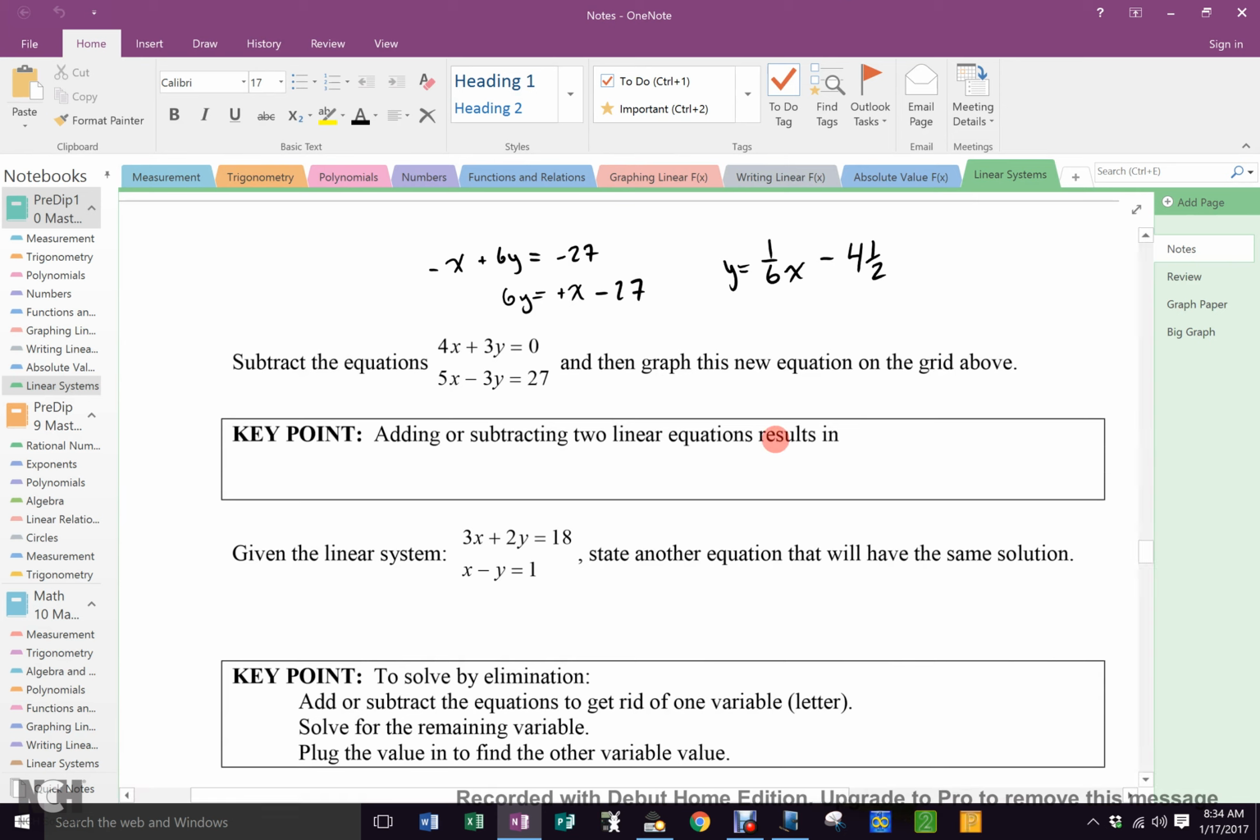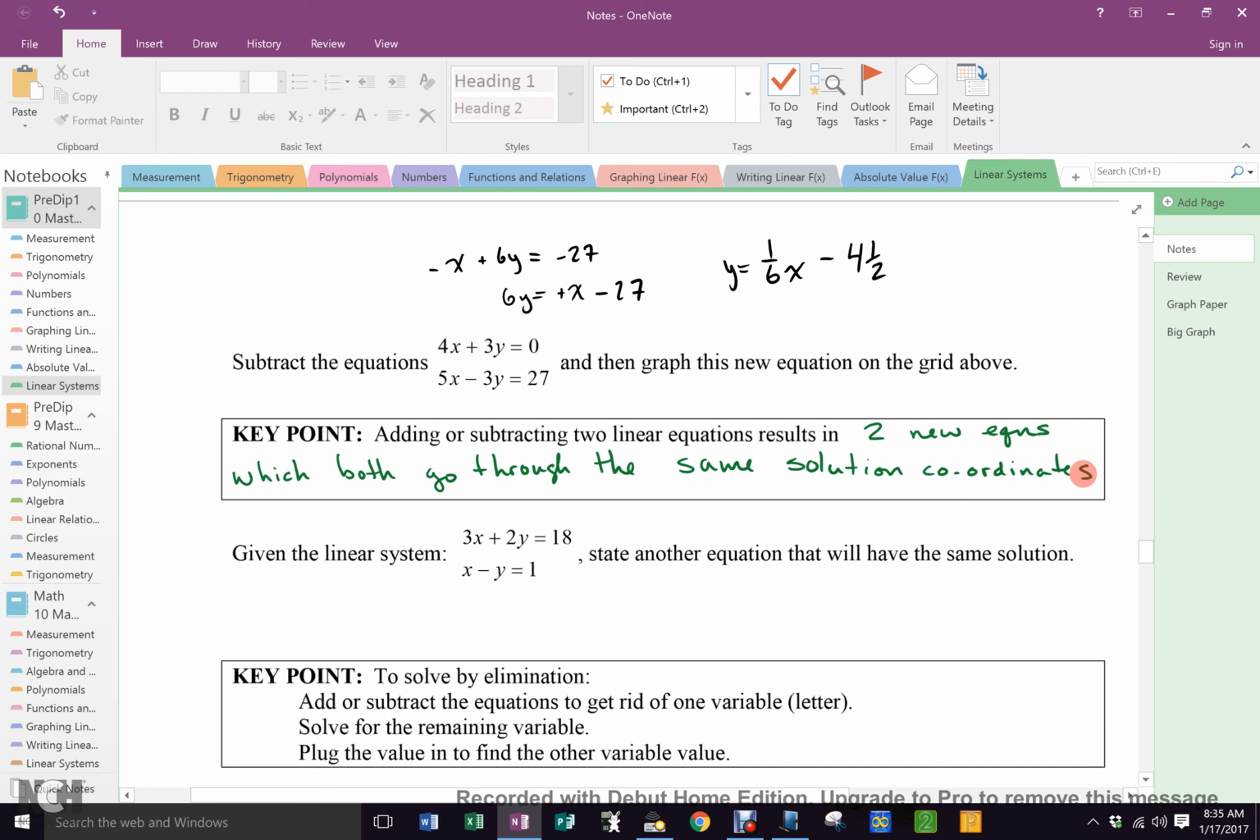Okay, so what did that mean when we added or subtracted? We ended up with results in 2 new equations. And I'm being lazy. I'm only writing EQNs. 2 new equations which both go through the same solution. Go through the same solution coordinates.